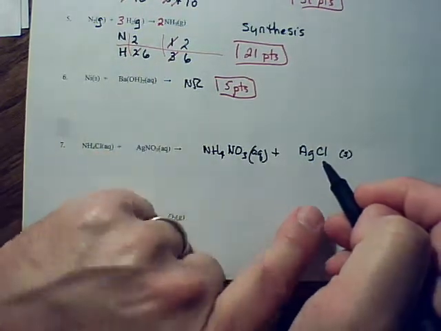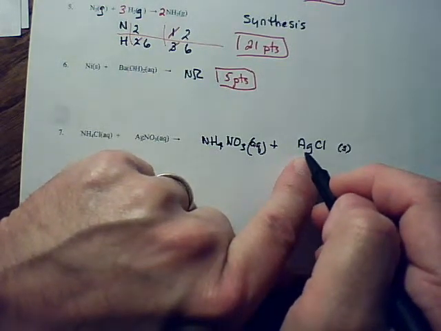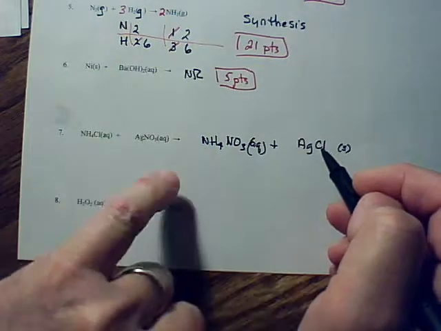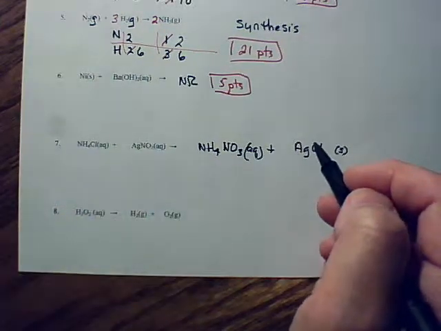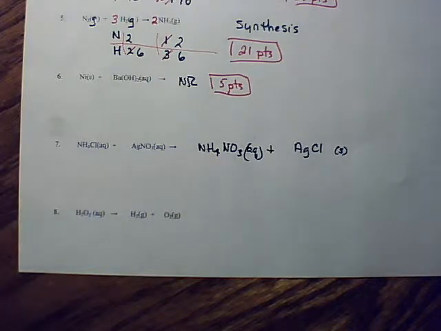Okay. We need to balance the formula. Well, silver is going to have a 1+ charge. Chlorine is going to have a 1 negative charge. Now, silver is in that area of the periodic table where you can have more than one oxidation number.